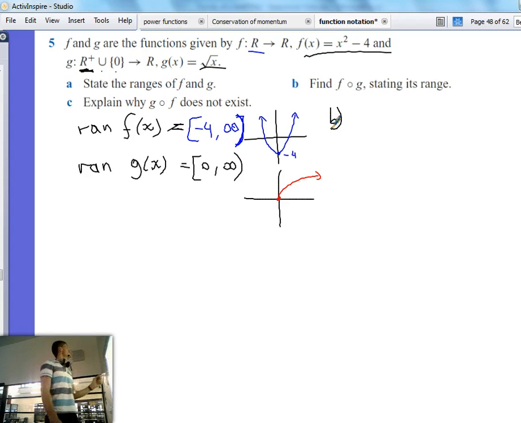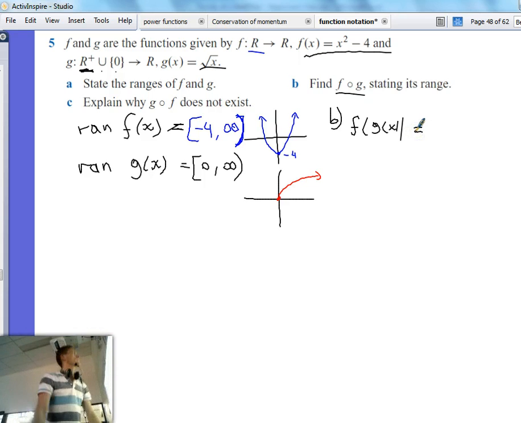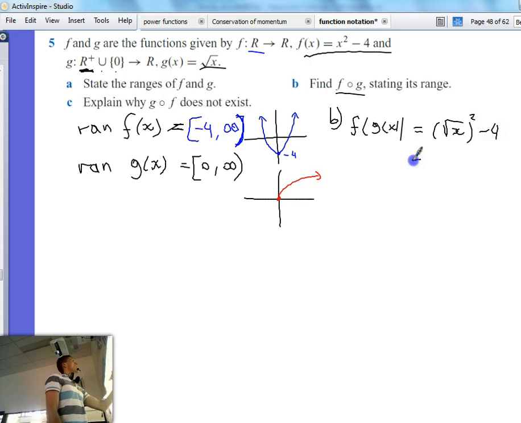Okay, so let's now find part B, find f of g. In finding our composite function, the first thing we can do is perform this substitution, f of g of x. f is x squared. So if we substitute g of x into our rule, the square root of x, squared, minus 4 gives us x minus 4.